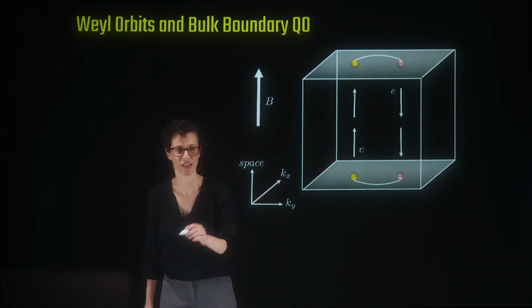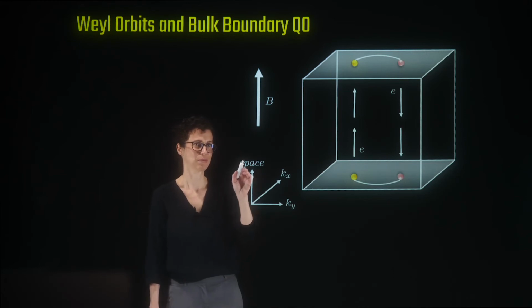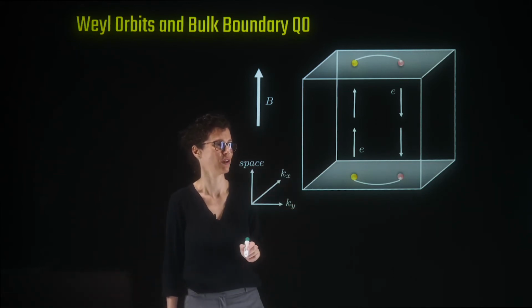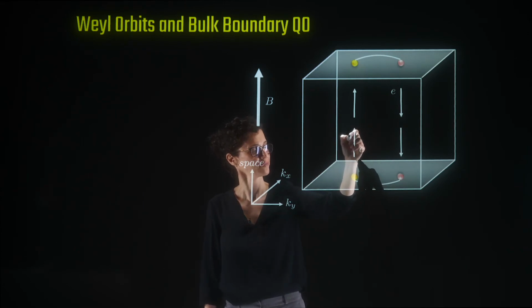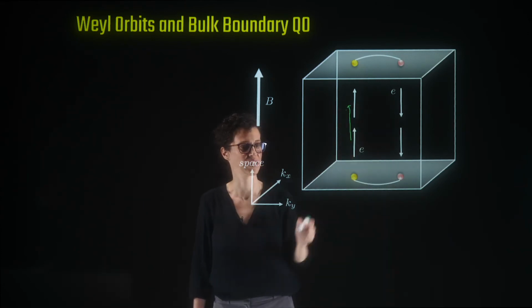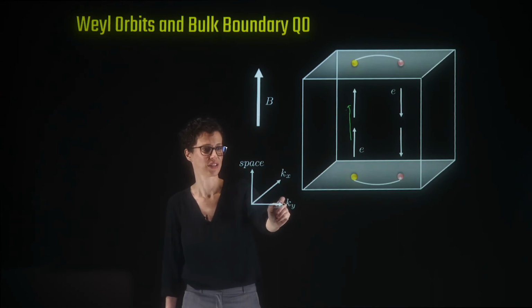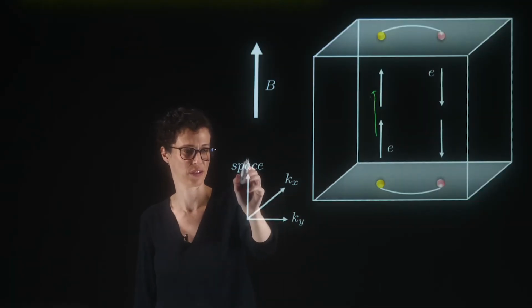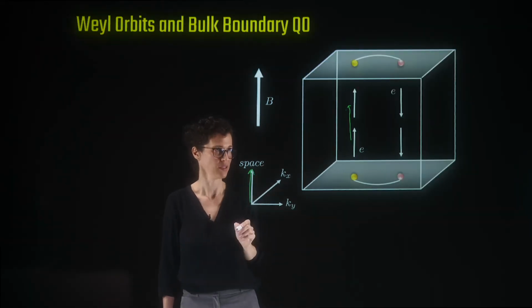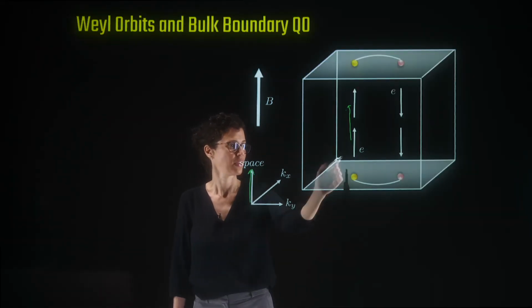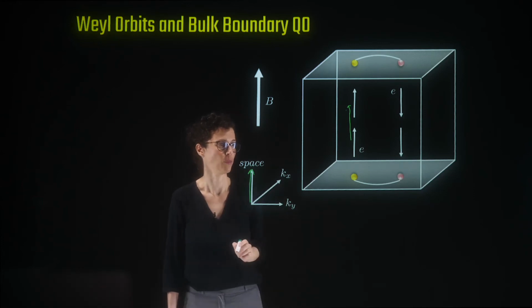So we already discussed the fact that this magnetic field generates chiral Landau levels in the bulk. So here I'm denoting the directionality of the motion of the particles. And I want to point out that this is a mixed momentum space and real space picture. Namely, this direction is the real space, it's a coordinate, but the two planar directions are momentum.